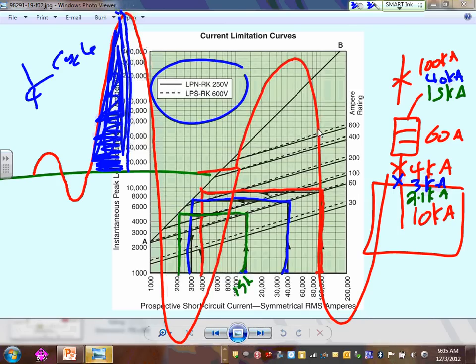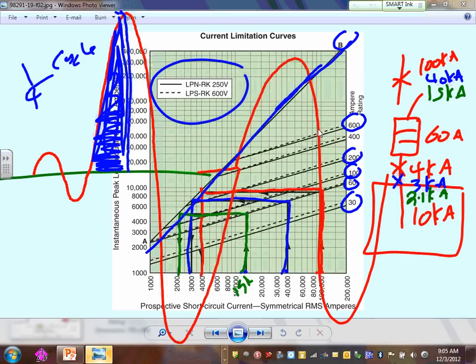These values are the actual values of the size of the fuse, all the way up to a 600 amp fuse. What is this line? This is the line from the manufacturer. Can you guys see that line? That determines how much current you can limit.